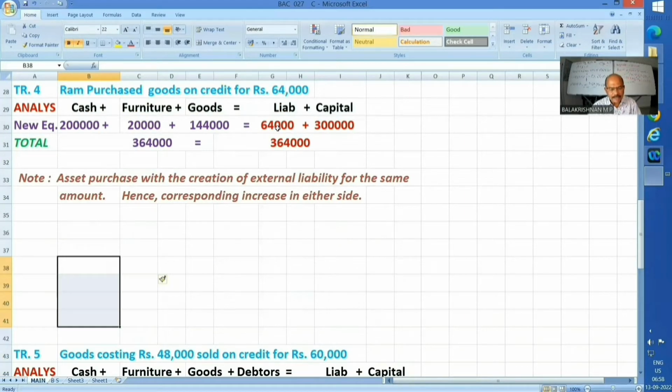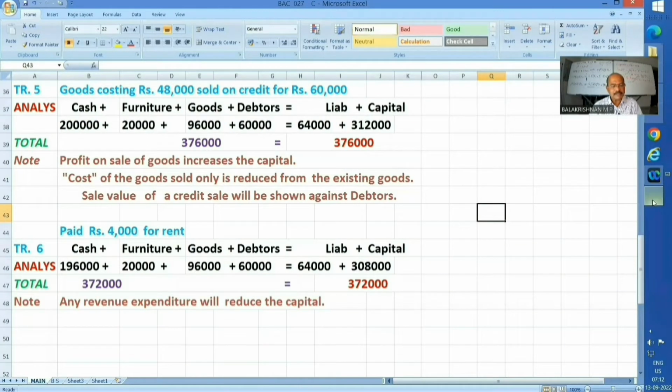Total side of the assets is 3,64,000 and total side of the liabilities plus capital is also 3,64,000. The conclusion we are drawing is: asset purchase with the creation of external liability for the same amount, hence corresponding increase in either side. Next one, transaction number 5.